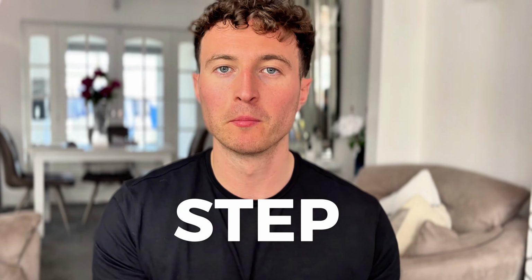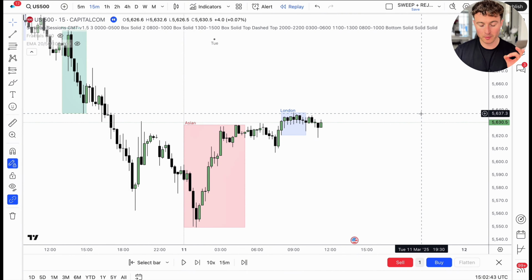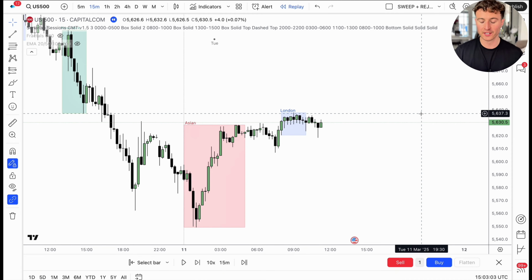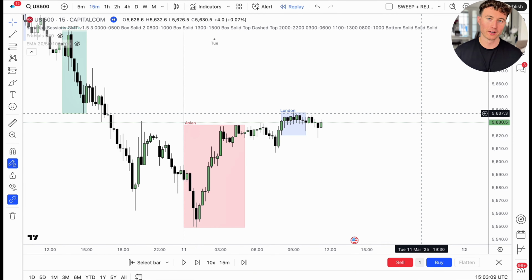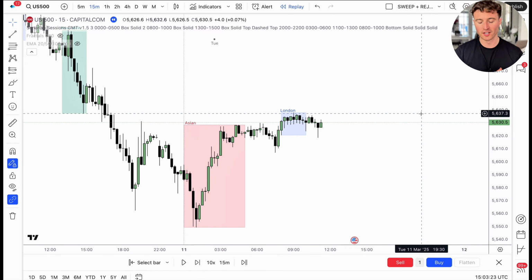This genuinely is the only trading strategy that you will ever need, and let me break it down step by step. So this right here is the US 500, and we're currently looking at the 15-minute time frame. And this strategy that I'm about to share with you only requires 15 to 20 minutes of chart time, and once you are triggered into the trades, it's literally set and forget. There's no micromanaging, there's no interfering. It's literally either stop loss is hit or take profit is hit. All right, so let's just break this all down.